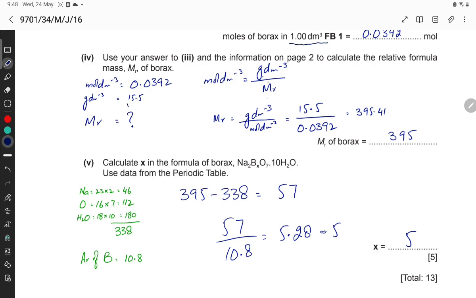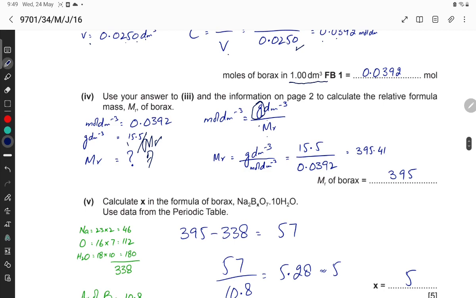If the concentration is given in grams per dm³, like 15.5, divide by the Mr of borax. In this way we convert this quantity into moles per dm³. So Mr is equal to grams per dm³ over moles per dm³. So 15.5 g per dm³ is the concentration of borax, divided by the moles, and the Mr of borax is 395.41.